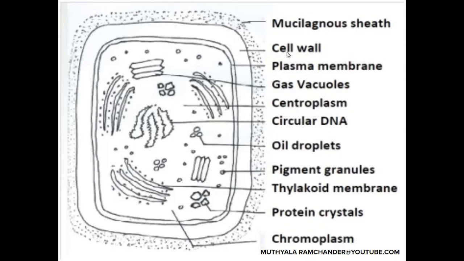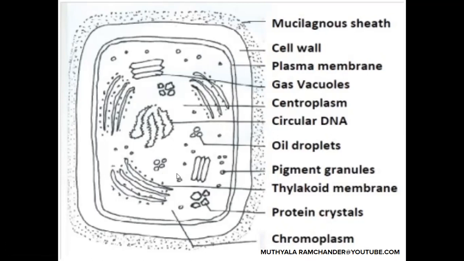The cell wall protects the inner parts and gives proper shape to the cell. Beneath the cell wall, the plasma membrane is present. It is made of phospholipids and protein. It is a semi-permeable layer. It allows nutrients and food materials to pass inside or outside of the plasma membrane. Beneath the plasma membrane, the cytoplasm is present.